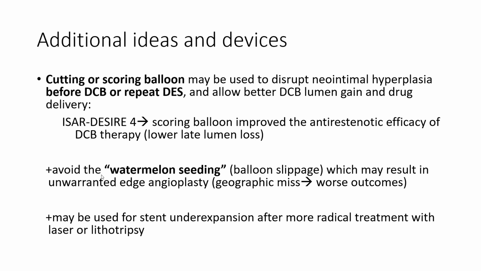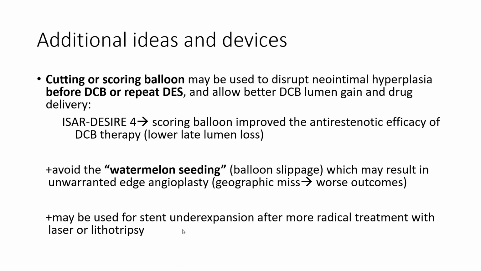Another value of cutting balloon is that it avoids the watermelon seeding. When you inflate a balloon in a heavily fibrotic instant restenosis, the balloon tends to slip. This is what we call watermelon seeding. And it has been shown that having balloon slippage is associated with increased recurrent restenosis because it creates edge injury and therefore edge restenosis. This is what we call the geographic miss. So that's why in the guidelines, they give a class 2 for the use of cutting balloon in instant restenosis as a preparation for DES, but mainly also to avoid that watermelon seeding effect.